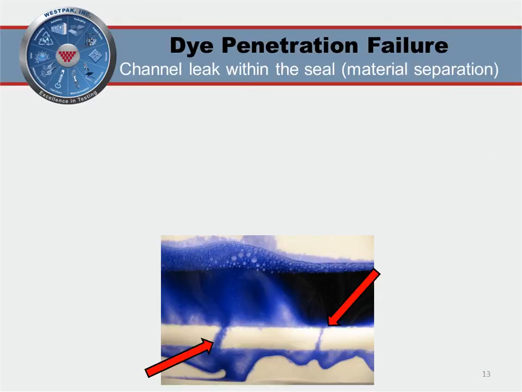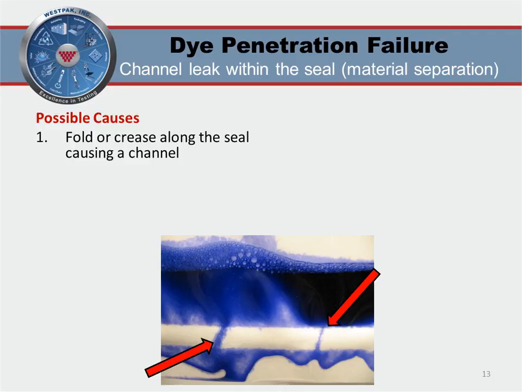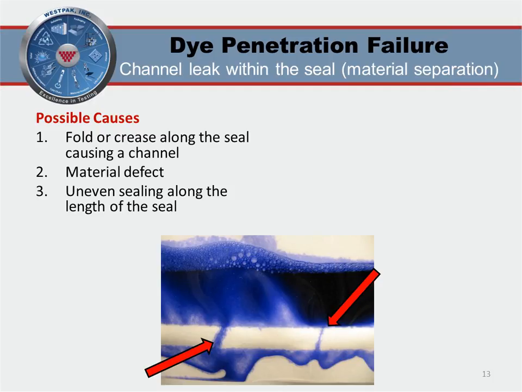So we don't see too many failures with dye penetration testing, but like I said, when we do, it's pretty distinct. It's usually a distinct channel in the seal, usually from a crease or fold along the seal that caused the material to separate in that area. Or it might be a material defect. There may be a defect in the material that caused it not to seal properly in certain areas. Or it can even be from uneven sealing, either from equipment issues or from using the wrong seal parameters.